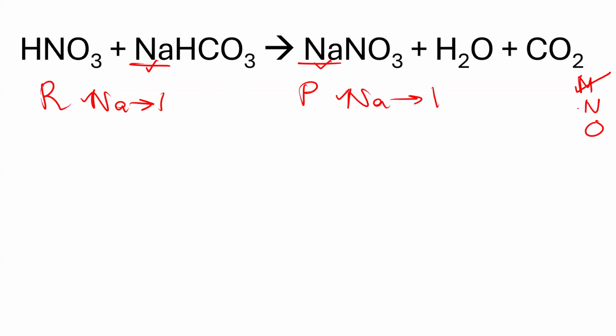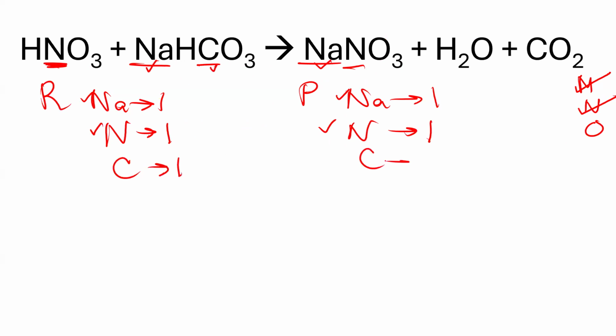And then we check the non-metals other than hydrogen and oxygen. That would be nitrogen and carbon, right? So we'll balance nitrogen first. Nitrogen for the reactant side is 1. Nitrogen for the product side is also 1. So it's already balanced. For carbon, you also have one carbon atom and one carbon atom for your product side. Okay? And so we pretty much balance all the non-metals other than oxygen and hydrogen.